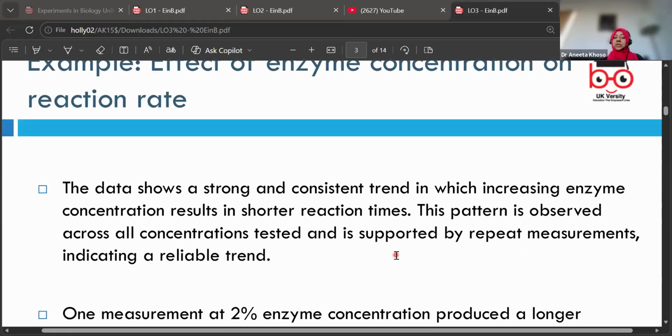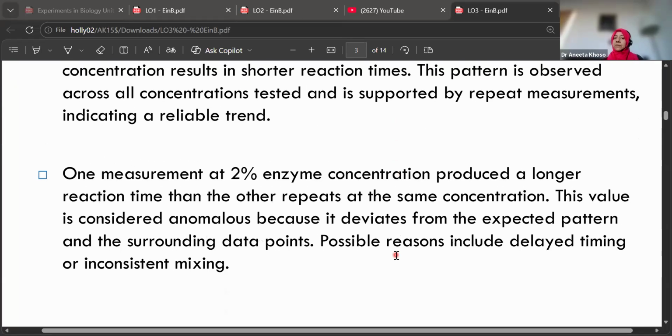The data shows a strong and consistent trend in which increasing enzyme concentration results in shorter reaction times. So when we increase the enzyme concentration, this leads to shorter reaction times. Reaction time goes faster. This pattern is observed across all concentrations tested and is supported by repeat measurements, indicating a reliable trend. So again, when it was repeated, it showed the same trends, which shows that there is reliability in the findings.